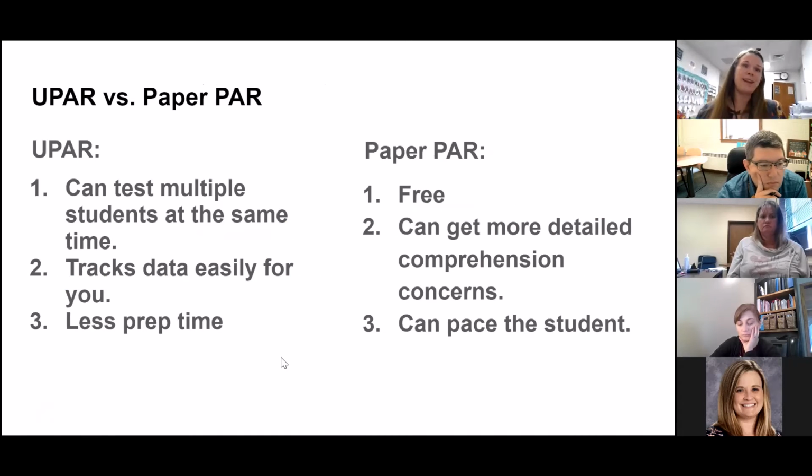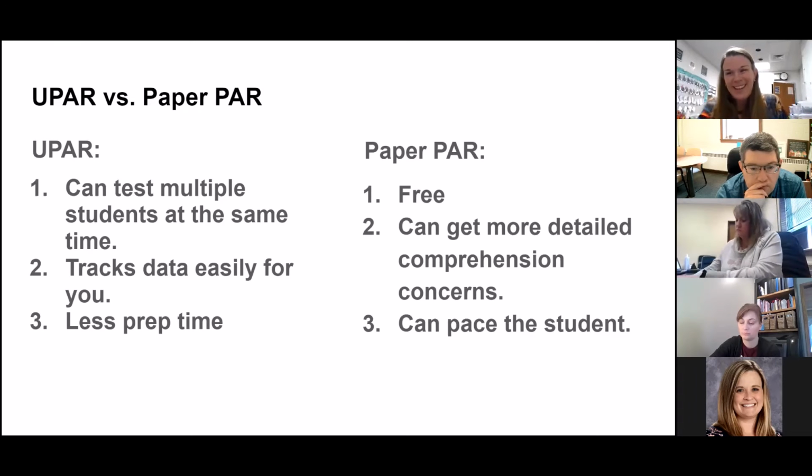And then I didn't want to let the paper PAR get a bad name, like, oh, that's just a lot of work. I don't really want to do this, because there are a few benefits to the paper PAR. So UPAR benefits: test multiple students at once. Literally 30 kids can sit in the classroom and you can test them. It tracks the data easily for you, gives you those fun data circles. You have those nice, pretty graphs right when you're done. You'll see the next page. My graph is not so pretty. I even tracked the one on the wrong line, but anyway, and then of course, less prep time.